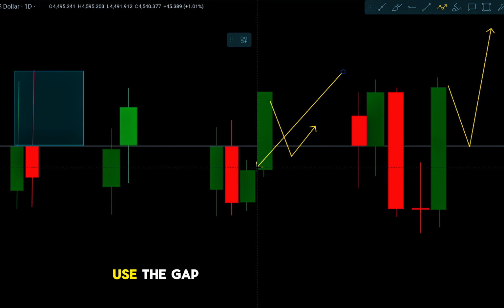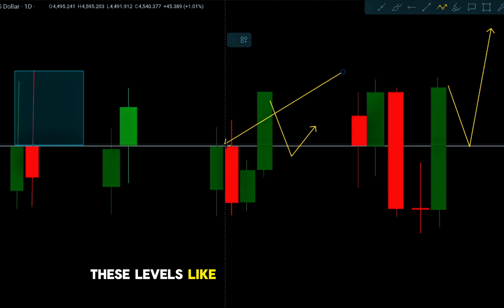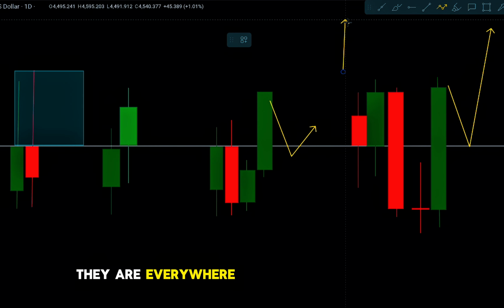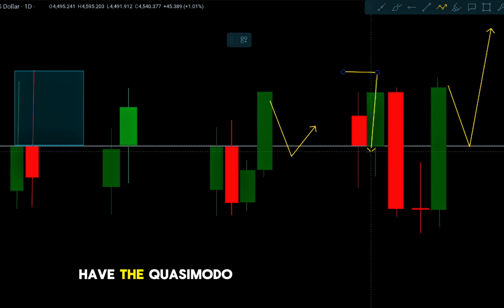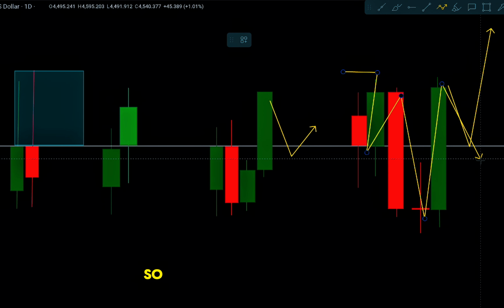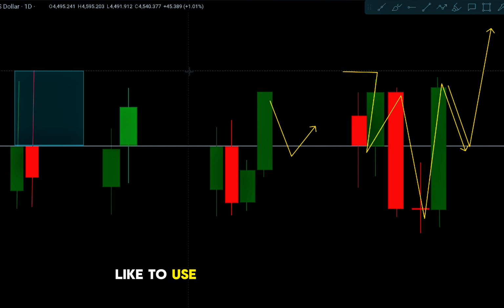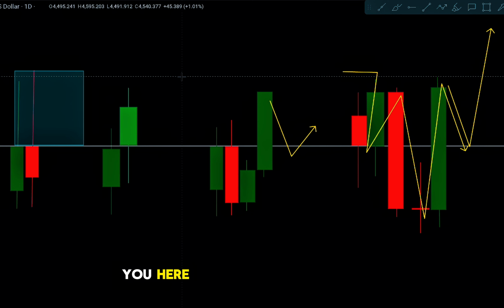In fact, I use the gap levels only when they break these levels like this. I just don't use them because they are everywhere. And here we have the Quasimodo, the QM, or you can say head and shoulder. So it comes like this and then it moves. So I would still like to use the line chart too and show you this because there are two levels that people don't talk about. I want to disclose them to you here.